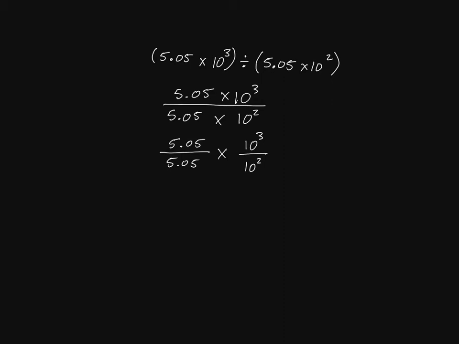Now, you know that 5.05 divided by 5.05 is 1 because everything divided by itself is 1. And the only thing that we need to deal with now is 10 to the third power divided by 10 to the second power. Going back to the properties of integer exponents, we know that whenever you're dividing, you're going to be subtracting the exponents. So we're going to write 10 to the third power minus 2, and that will give us 1 times 10 to the first power, and that will be your answer.